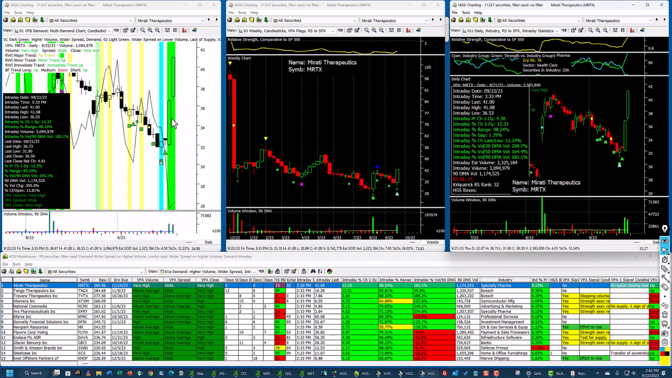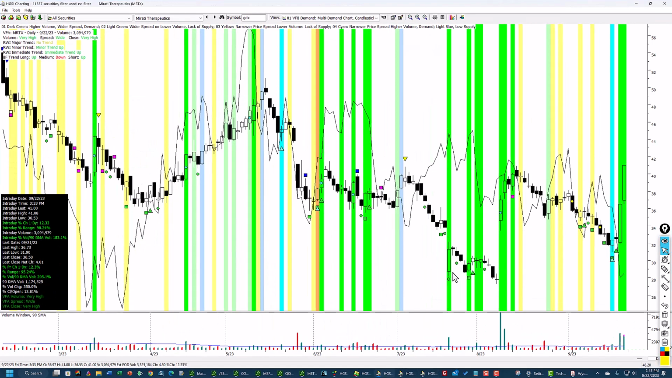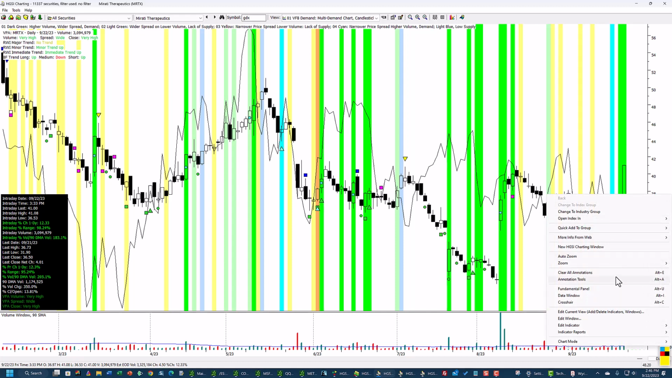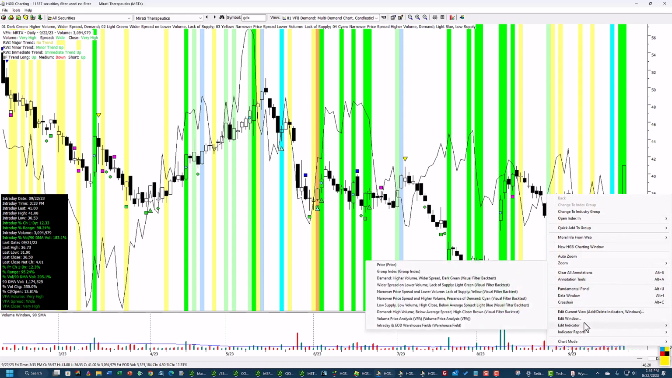This is a daily chart. And what I did is I went in and put visual filter backtest filters attached to each of these. Now, I'm going to right mouse click on here, and go down to the edit indicator. If you do that, it will give you an explanation of what these different colors are. Demand, higher volume, wider spread, dark green. It's a visual filter backtest.